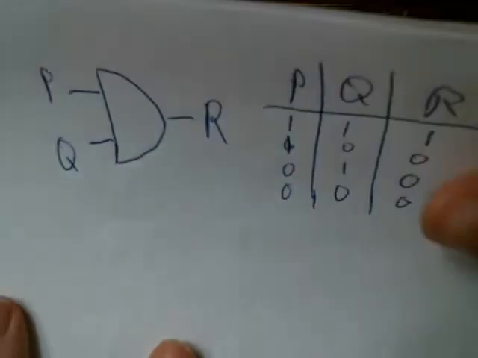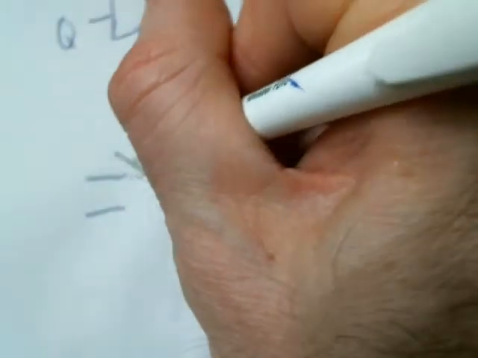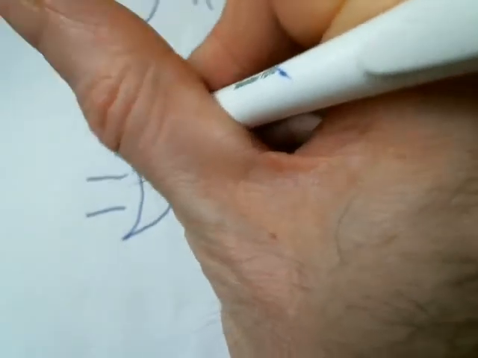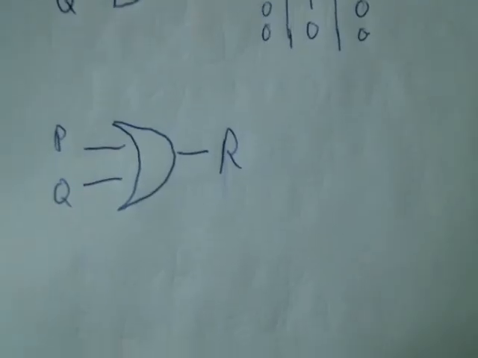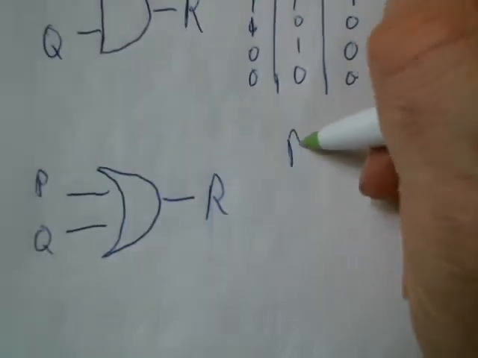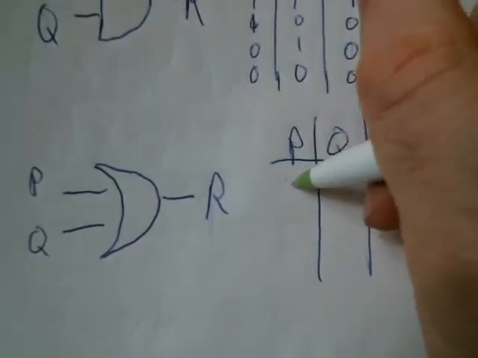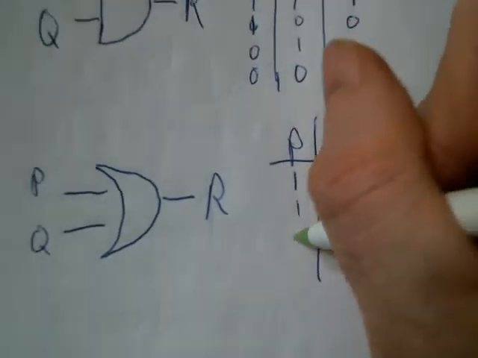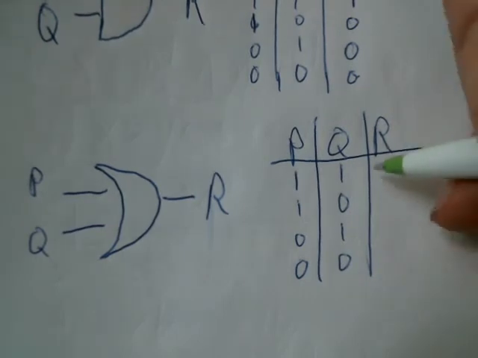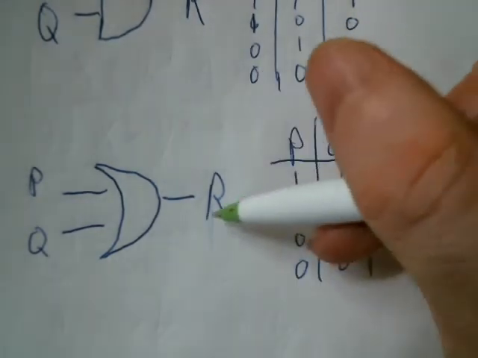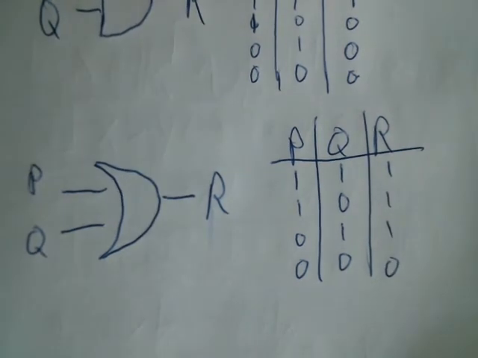The last one then is the OR. Okay, so you'll have this symbol, kind of like this, and then the output there. Okay, so P, Q, and R in our table. It will be 1, 1, 0, 0 as usual, 1, 0, 1, 0. And then if either one is 1, the output is 1 as well. So 1, 1, 1, 0.